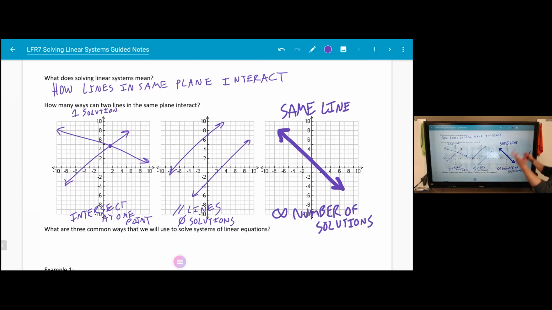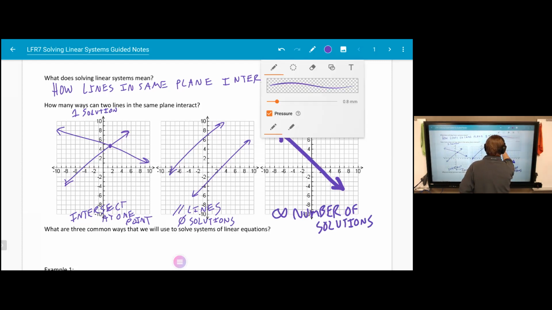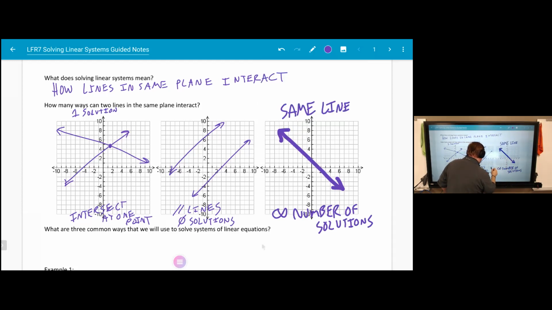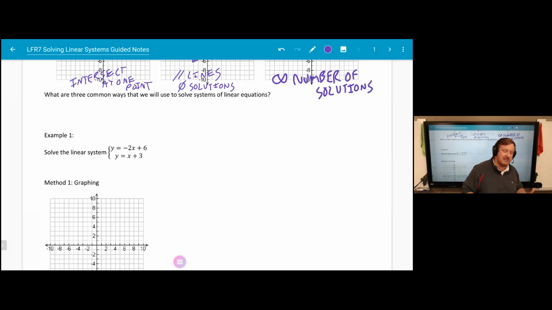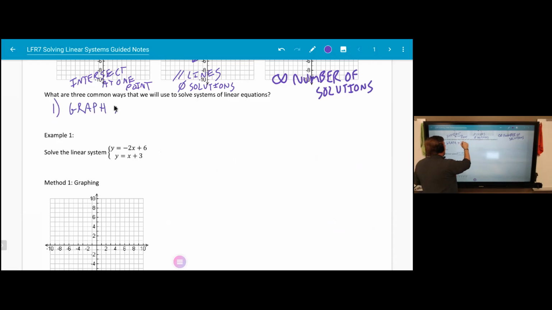Interesting. So we got all this business going on. Oh, that's a little too much. Let me take that down a little bit. There we go. Infinite number of solutions. Is this right? That looks pretty good. So what are three common ways that we're going to use to solve systems of linear equations? In other words, where do two lines interact? Do they cross? And if they cross, where do they cross? Way number one, graph them. Graph and see how they interact.